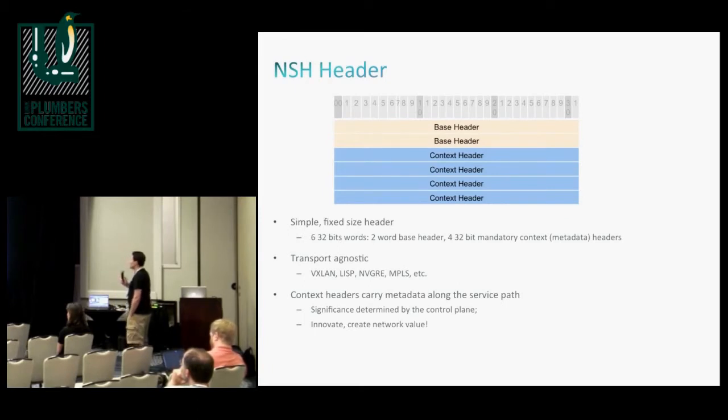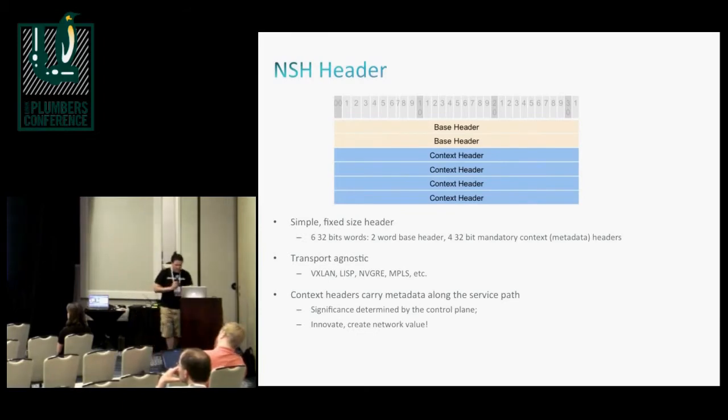One of the key things that we had mentioned before is that the NSH header is really transport agnostic, so you can stack it on whatever overlay protocol you want: VXLAN, Lisp, NVGRE, MPLS. I have some backup slides at the end that show that. And the other key point is that the context headers are going to carry the metadata along with the service path, and that is likely populated by the control plane, because it's the one programming these service paths as well.